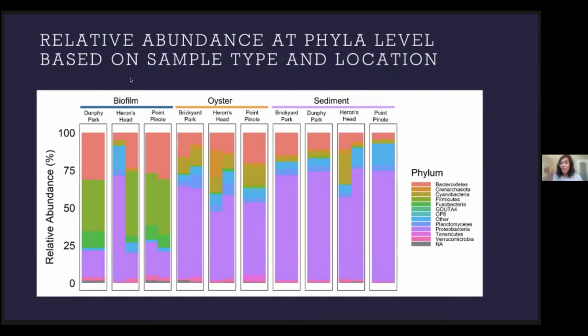So we had three different types of samples, as I mentioned. First is biofilm, oyster, and sediment. And within the sample types, you see the different sites. If you recall, I mentioned 4 sites that we got the samples from. Only for sediment did we get the data from all the 4 sites. These sites are listed not in the order that you see, but Point Pinole is up at the very north, Heron's Head is in the south, and Brickyard and Dunphy are in the middle.